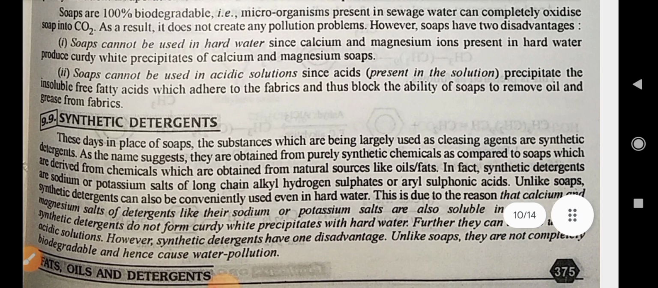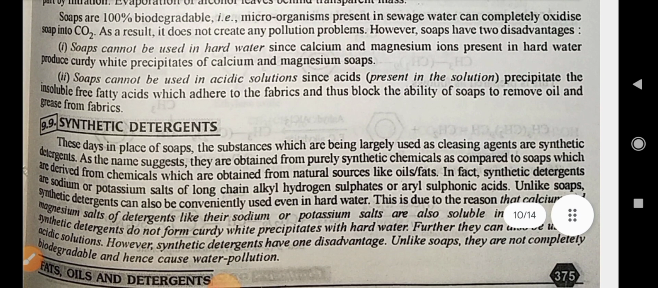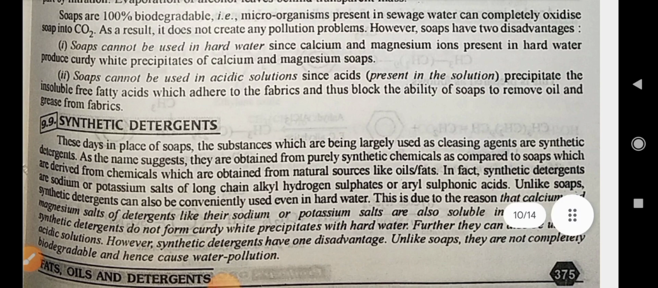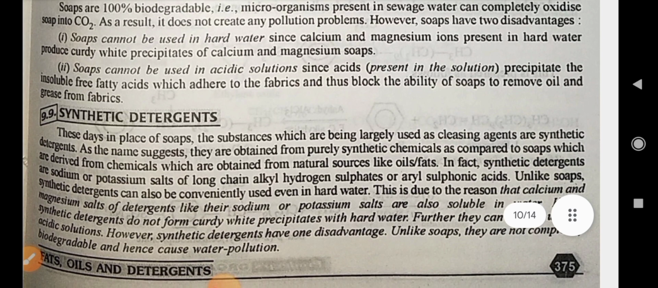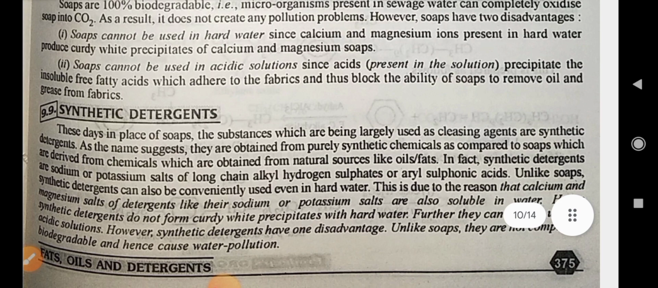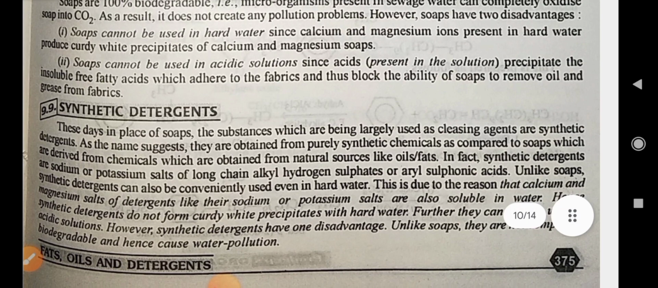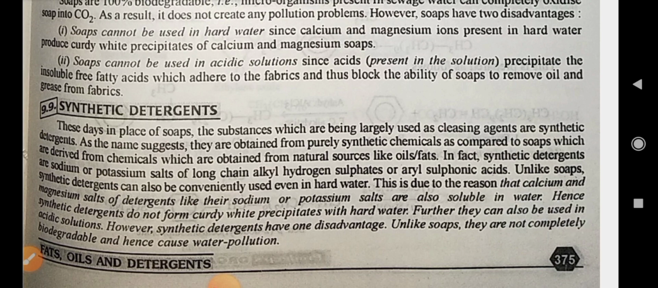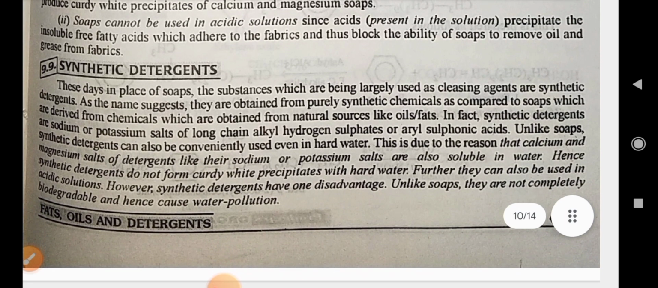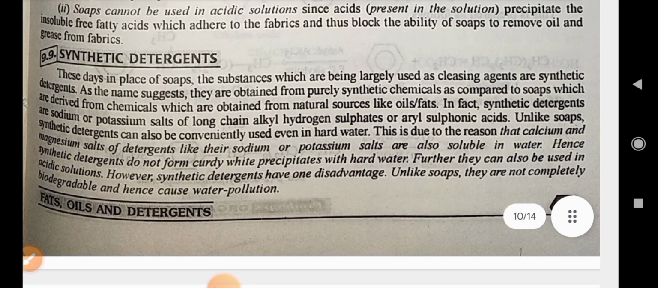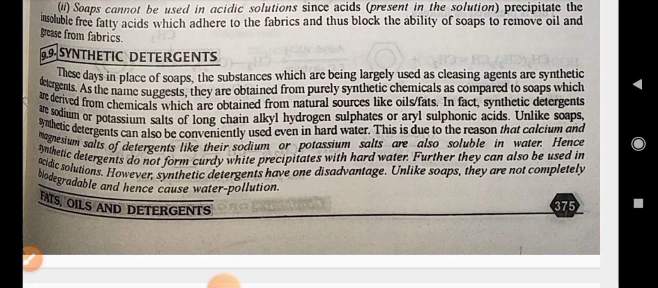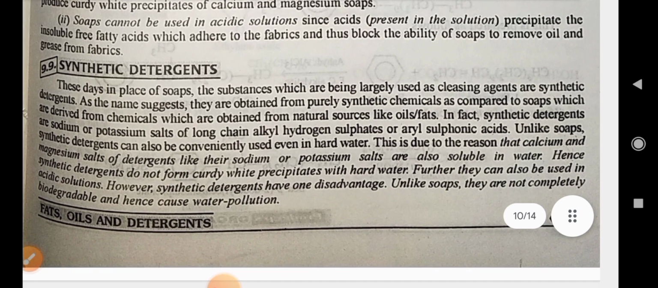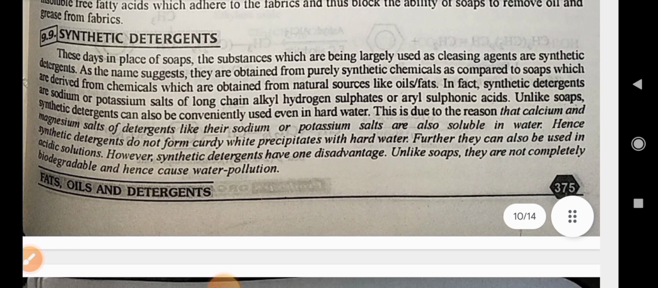Soaps are 100% biodegradable. Microorganisms present in sewage water can completely oxidize soap into CO2. As a result, it does not create any pollution problem. However, soaps have two disadvantages. Soap cannot be used in hard water, since calcium and magnesium ions present in hard water produce curdy white precipitates of calcium and magnesium soap. Soap cannot be used in acidic solution, since acids precipitate the insoluble free fatty acids which adhere to fabrics and block the ability of soap to remove oils and grease from fabrics.